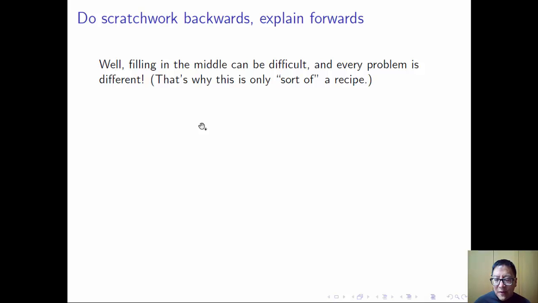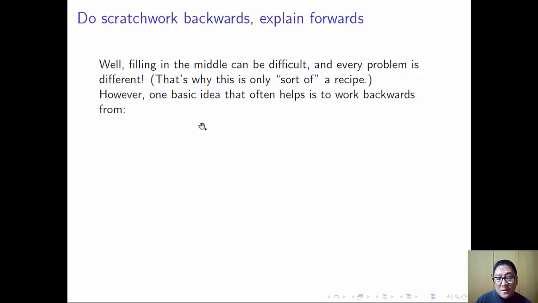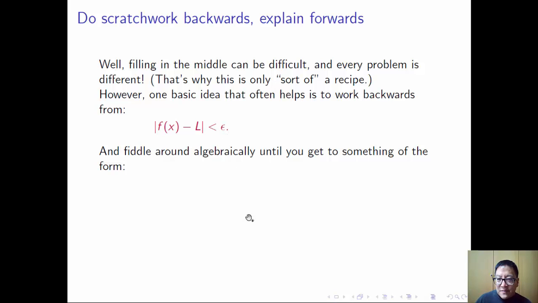At the heart of it, there's an art to it, and I can't really recipe away the art, but at least we can recipe away the other junk. The way you do this is different for every problem, but one basic idea that often helps is to work backwards from the end, which says that the distance between f of x and L is less than epsilon, and you fiddle around with some algebra until you get something that looks like the distance between x and a is less than delta, and x is not equal to a.